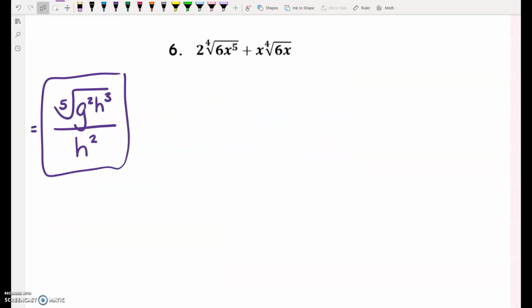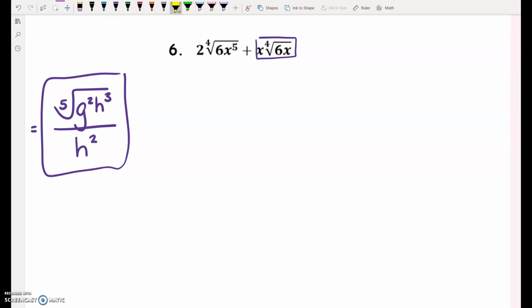When I look at number 6, I'm actually drawn to the second term first. I don't know why, but I see the 4th root of 6x. Is there anything that can be simplified there? The 4th root of 6 can't be simplified. The 4th root of x can't be simplified. So this thing is completely simplified.